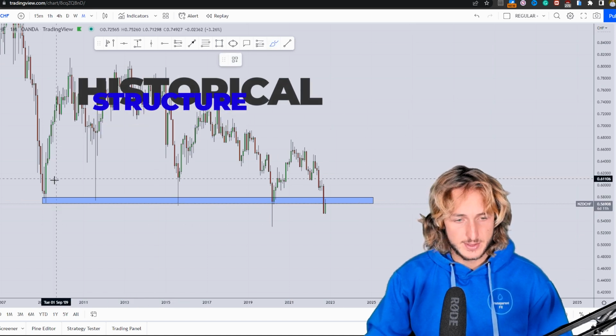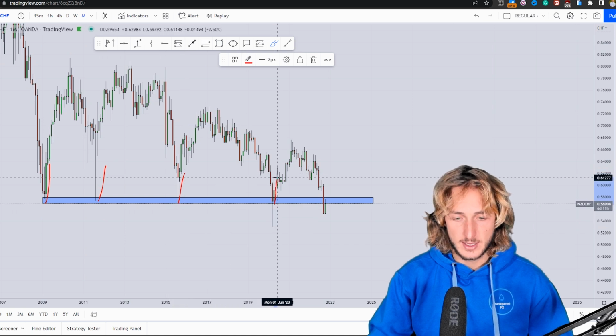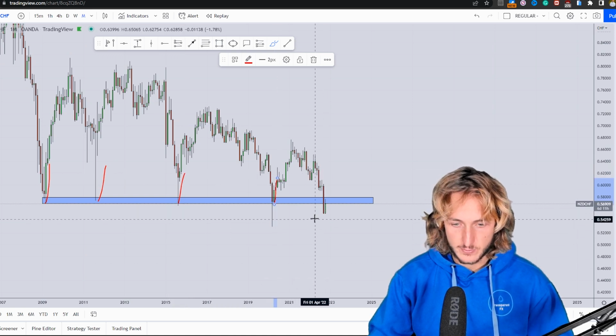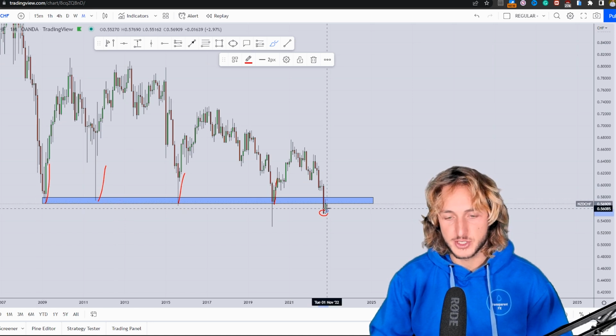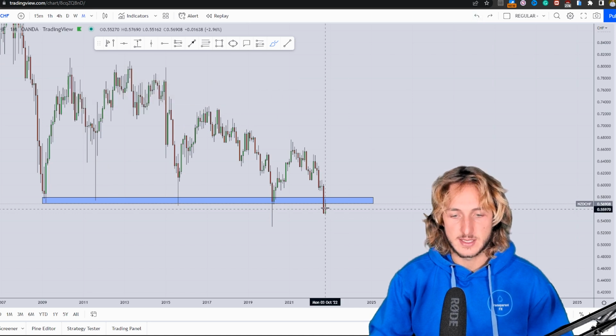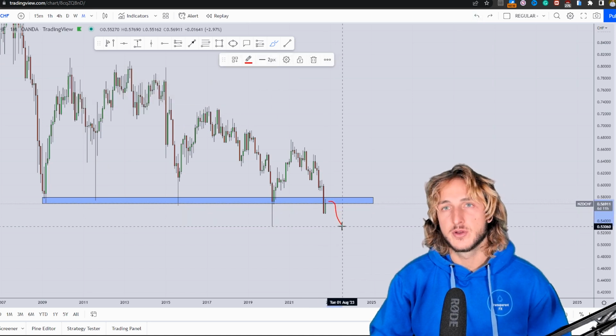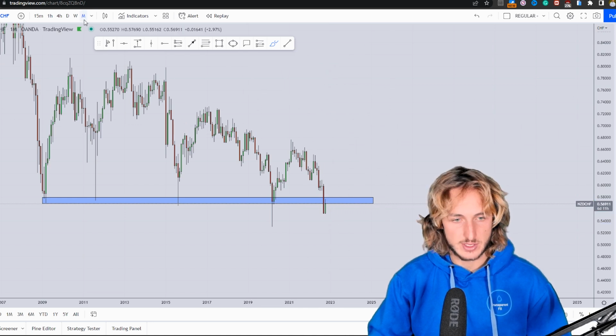In fact, this zone was acting as support here, again support here, again here, again here. However, last month, for the first time, we have now seen a break below this historical structure support zone. And at the moment, we are retesting it as resistance. And from here, there is the possibility to see the market provide a potential rejection to the downside.